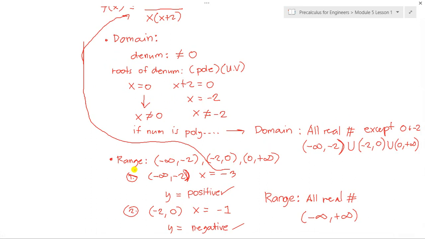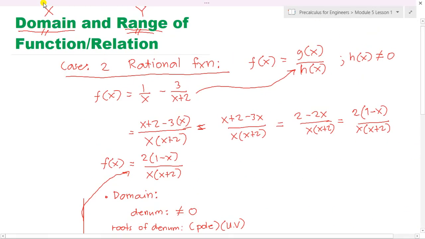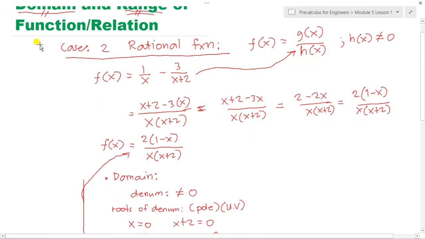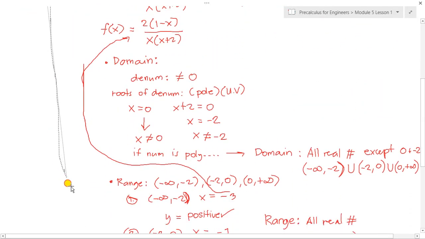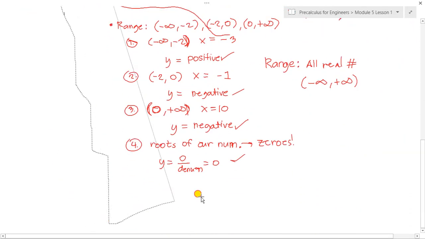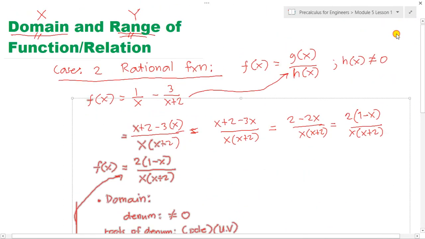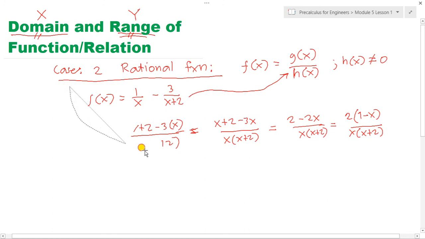Okay, so let's proceed. Sa oras, 6:18. Let's proceed to the next case or the last case. Ang last nga case kay for radical functions.